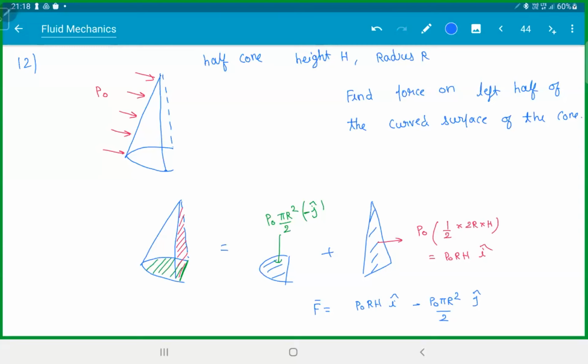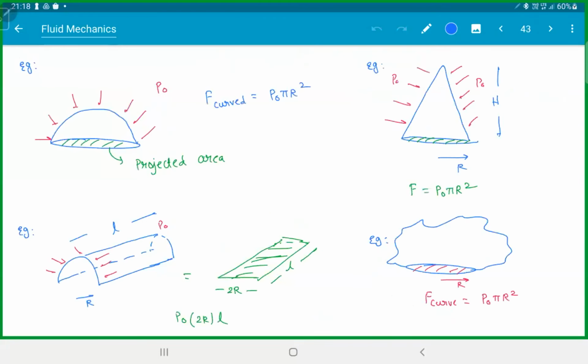Someone is confused, please ask. Sir, the half cylinder that you showed, was it closed from the bottom? No, it is not closed at the bottom. I'm just asking for the force on the curved surface. If it is closed, then if I ask you the total force, it is 0. I just want to find the force on that curved surface.